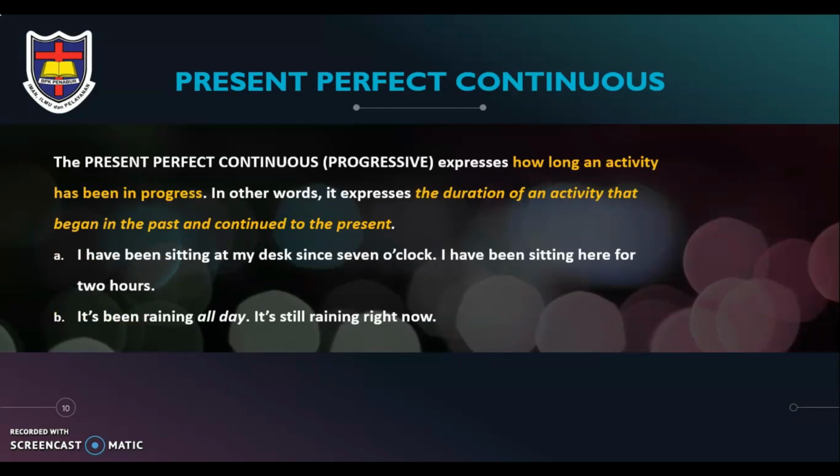And next, the present perfect continuous or progressive expresses how long an activity has been in progress. In other words, it expresses the duration of an activity that began in the past and continued in the present. Remember, focusing on the progress. I have been sitting at the desk since 7 o'clock. It means I have been sitting here for 2 hours. Or, it has been raining all day. It's still raining right now. Those 2 examples show us the process. See? Now, the next line.